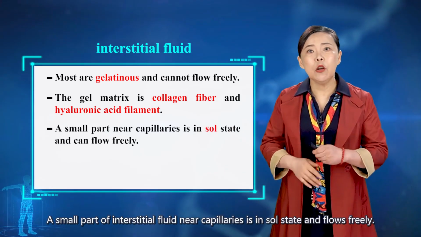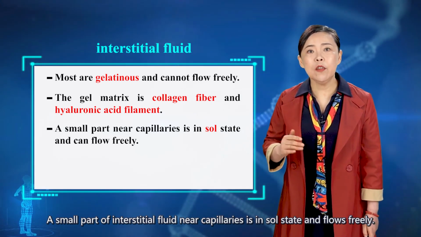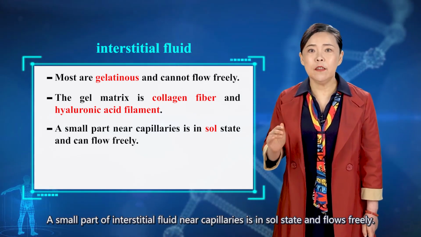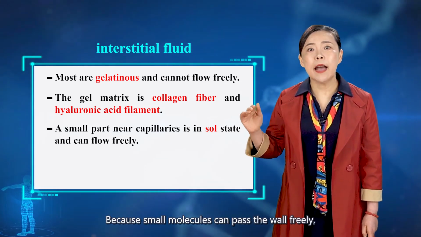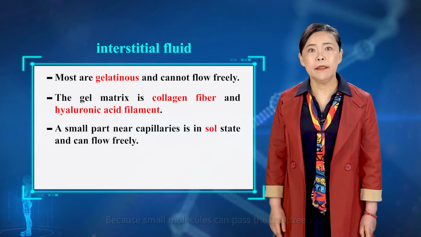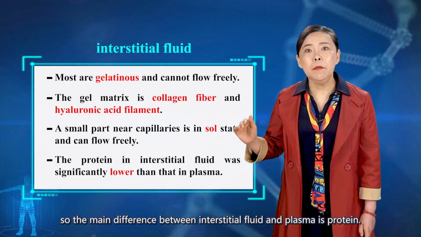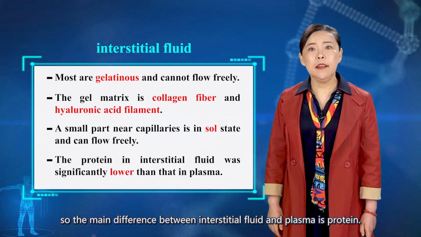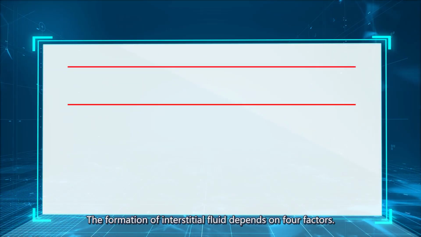A small part of interstitial fluid near capillary is in solid state and flows freely. Because small molecules can pass the wall freely, the protein cannot. So, the main difference between interstitial fluid and plasma is protein. The formation of interstitial fluid depends on 4 factors.